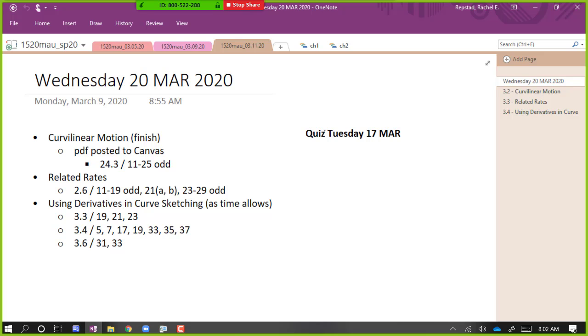Before we jump in to our notes, does anybody have any questions on exercises or some of the examples we worked out the last time we were in this section?